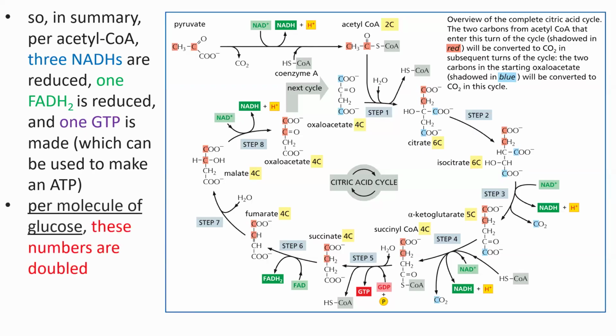And if we think of it in terms of glucose, because 2 citric acid cycles run for each glucose we metabolize, these numbers are doubled. So per glucose molecule, we're making 6 NADHs, 12 electrons there, 2 FADH2s, 4 more electrons, and 2 triphosphates. So we got ourselves a lot of electrons. All of the energy that glucose had to offer is in those electrons, and all of those electrons will now go to the electron transport chain.